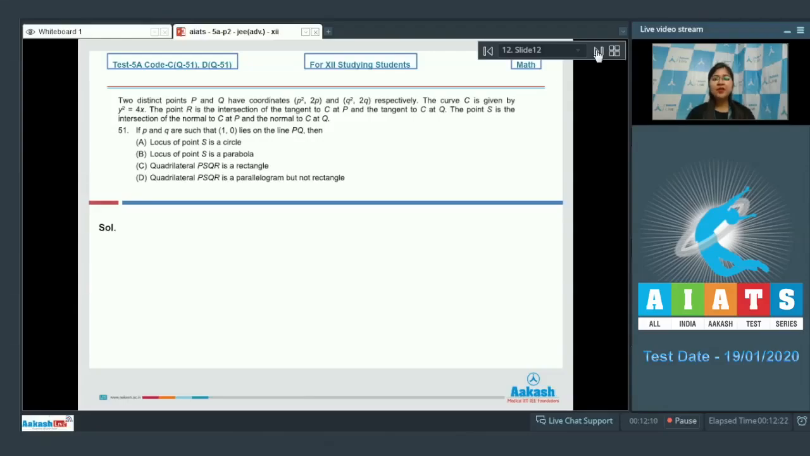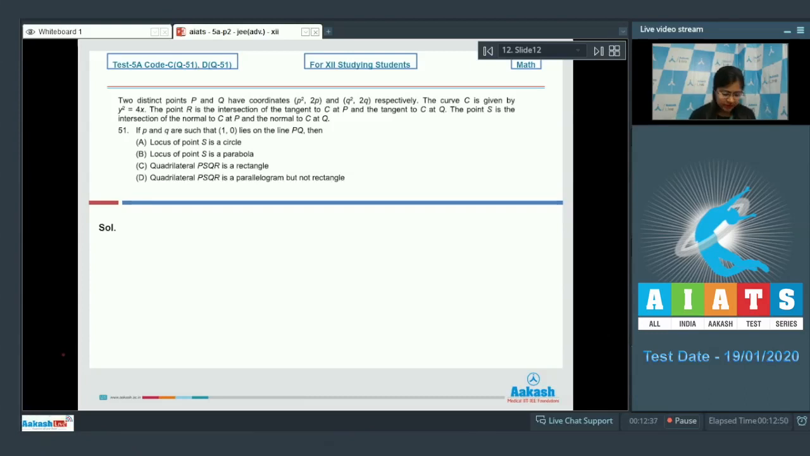Now, next is paragraph type question. So let's solve for question 51 to 53. Two distinct points P and Q have coordinates p square, 2p and q square, 2q respectively. Curve C is given by y square equal to 4x. Point R is the intersection of the tangents to C at P and Q, and S is the intersection of the normals to C at P and Q.